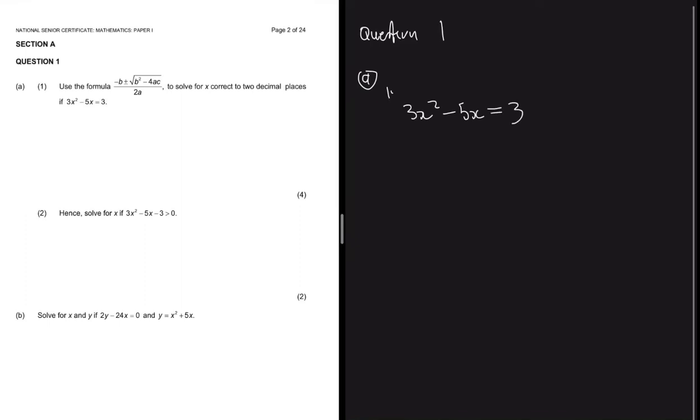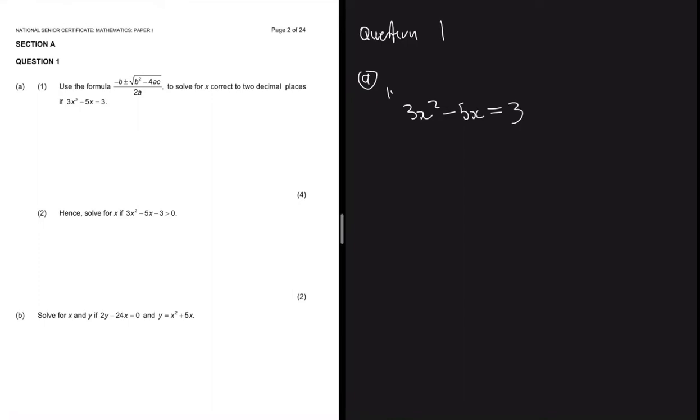So the first question says, let me just write question one there. There we go. And then the first question says, use the formula minus b plus or minus the square root of b squared minus 4ac divided by 2a, the quadratic formula basically, to solve for x, correct to two decimal places, if 3x squared minus 5x equals 3.